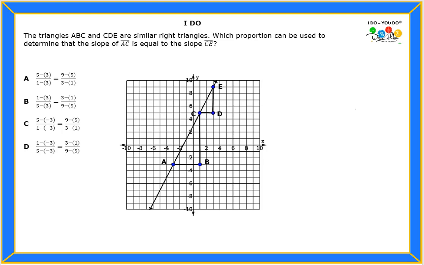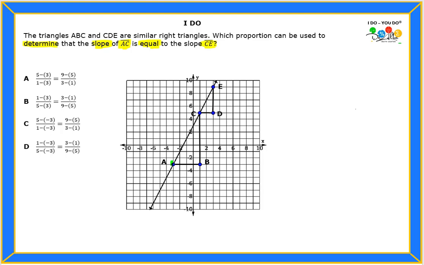And it says, the triangles ABC and CDE are similar right triangles. Which proportion can be used to determine that the slope of segment AC is equal to the slope of segment CE? Okay, so what is it that I need to find? Well, we need to determine, which means you need to prove, right, that the slope of AC is equal to the slope of CE.